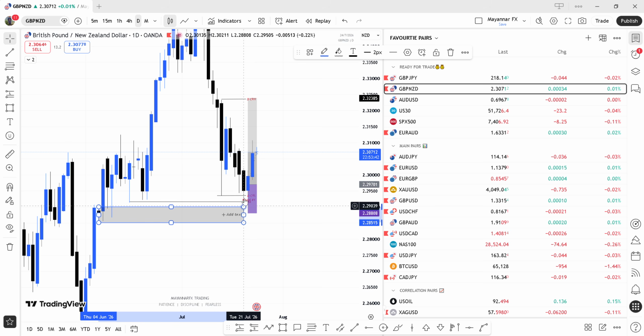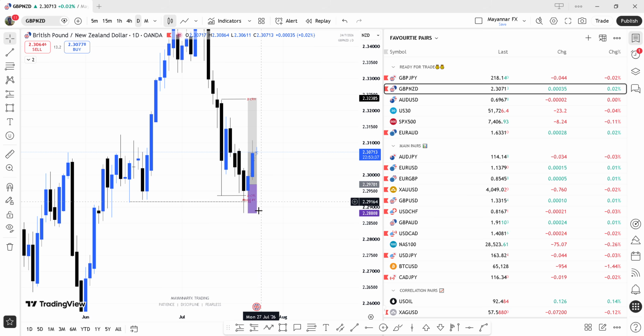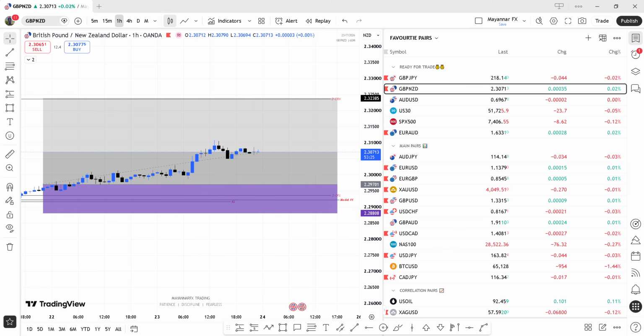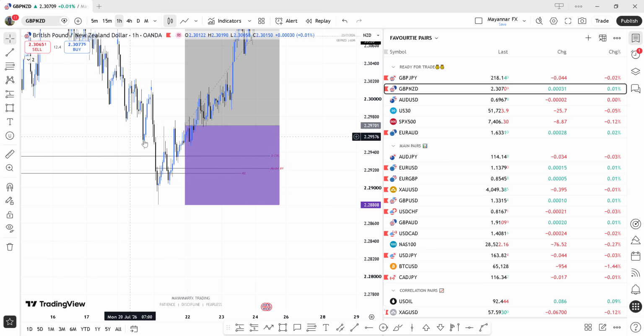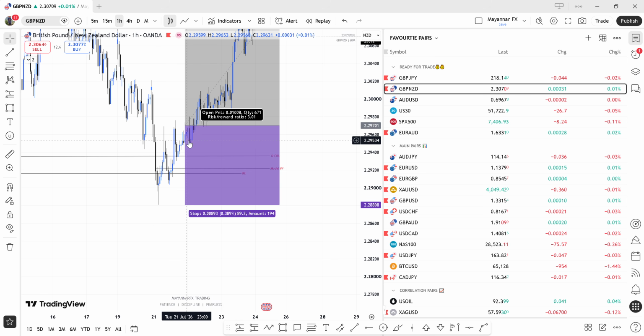So this nice candle came here, swept the low of that candle, put the key level and the same candle closed back inside. So I already knew it was a CRT, so I just had to wait for a perfect entry. 1 hour is my entry time frame. I had already triggered my model 1 before, during the manipulation candle. After the end of the day, I saw the price had already triggered and moved. I just had to join.